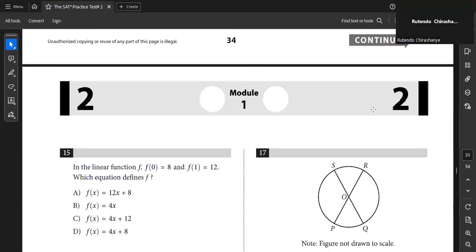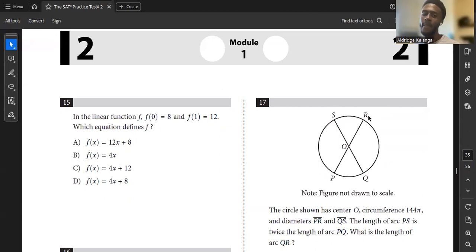So we move on to question 15. Oh, my battery is low. Move on to question 15. Just gonna get a charger real quick.